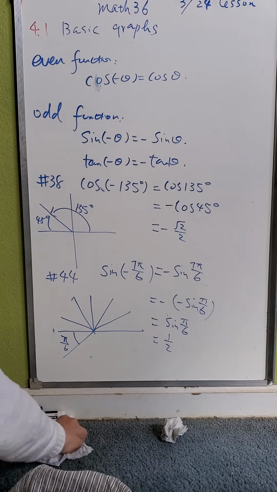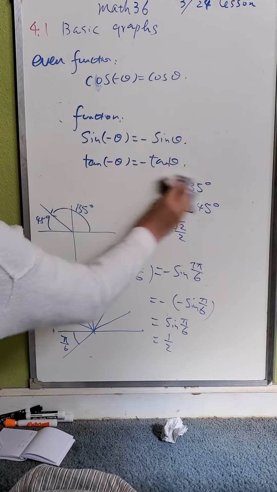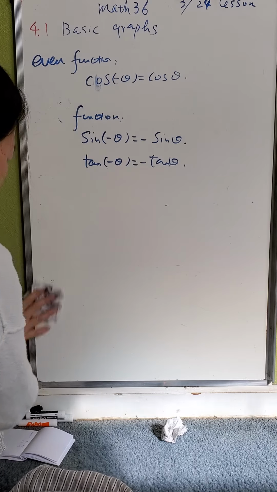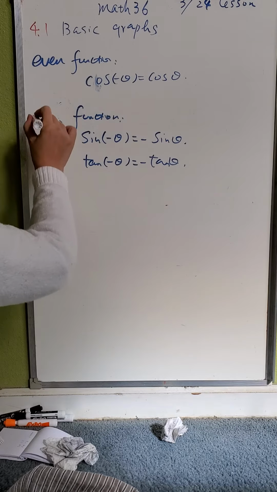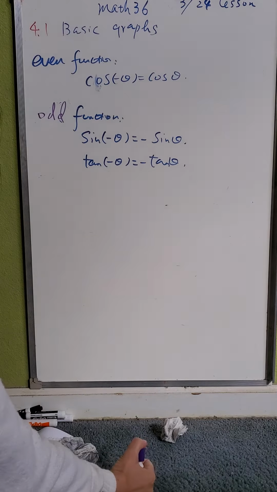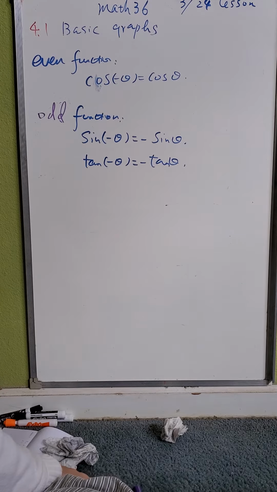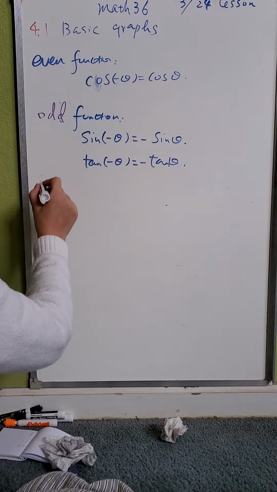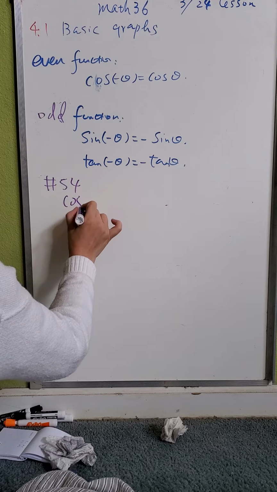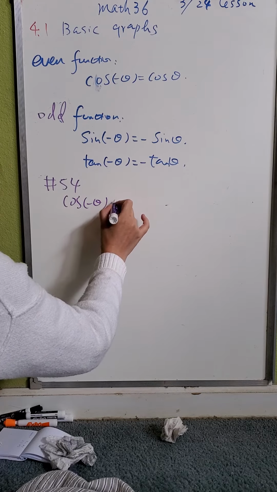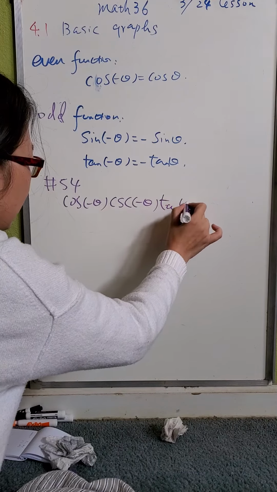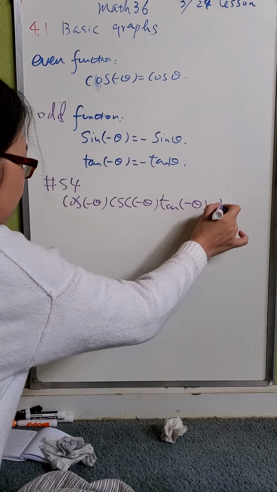And the last thing we're going to do is a proof problem, okay? So this odd function, I erased it accidentally. And so we're going to do an odd problem. That will be proof problem number 15.4. We're going to prove cosine minus theta, cosecant minus theta, tangent minus theta equal to 1.